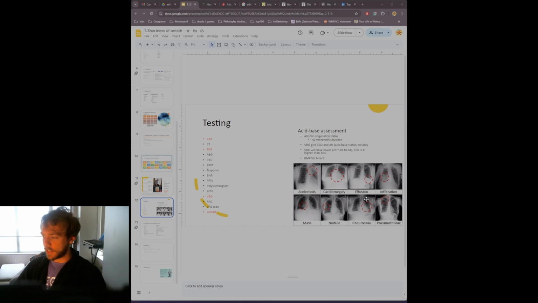And then finally, the last thing is know your X-rays. I thought this was a really comprehensive and good picture of all the different X-rays that are possible. All these correspond to a certain disease process, so I wouldn't ignore these.